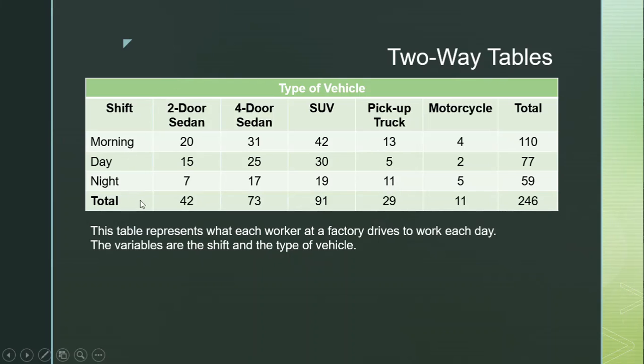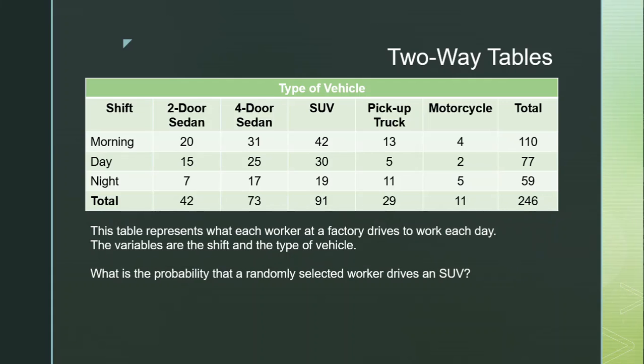The other nice thing about these tables is that the totals should match. If we add all of these totals across the bottom, we get 246. If we add up all of these totals down this last column, we also get 246. So all of our numbers match up. And we can use this to calculate probability. So go ahead and try to figure this out here.